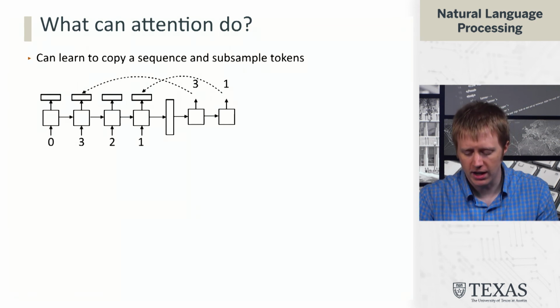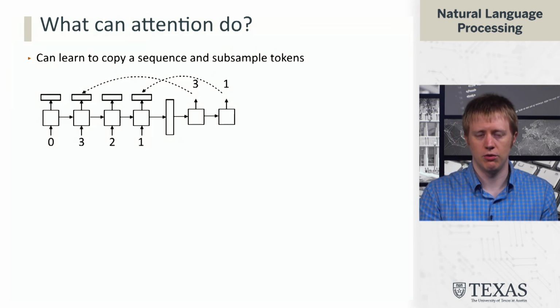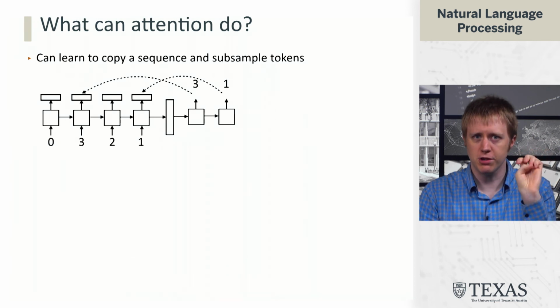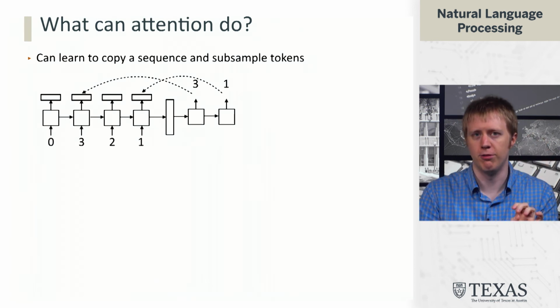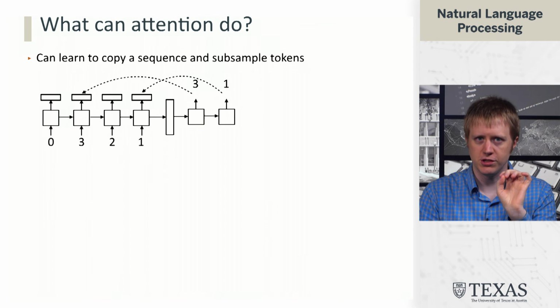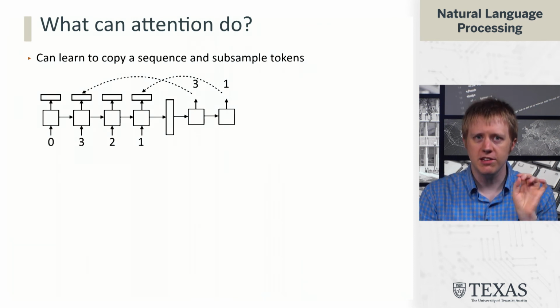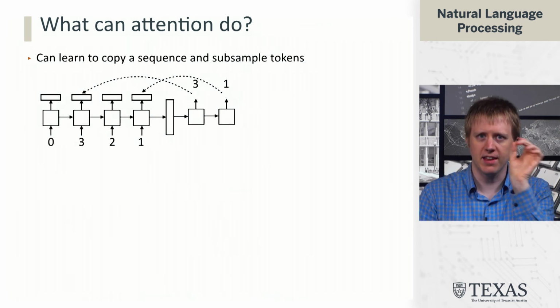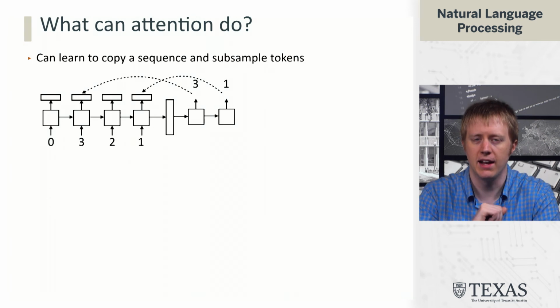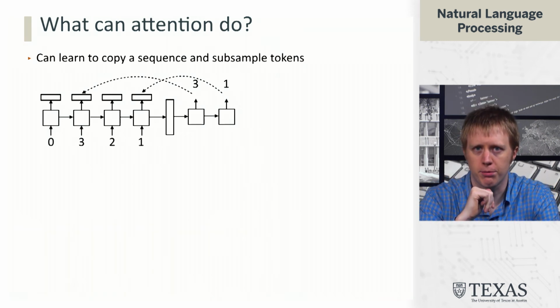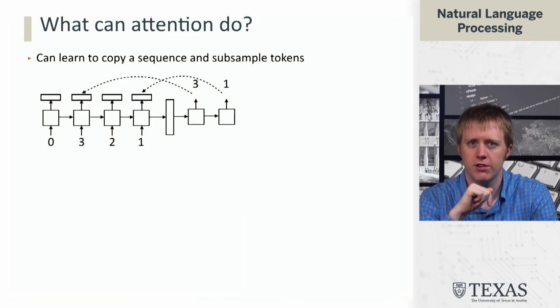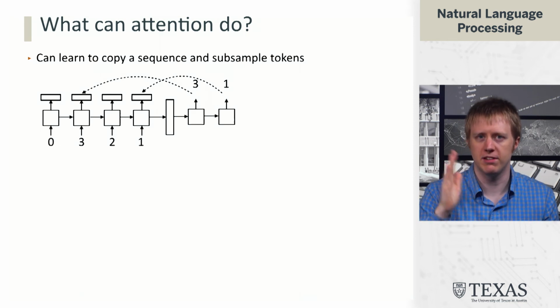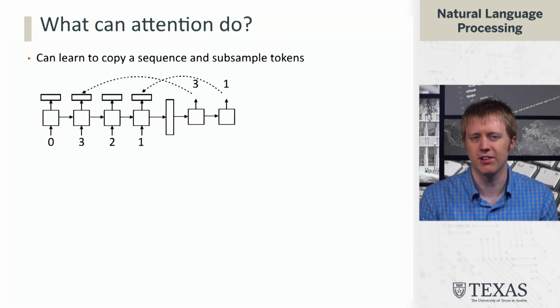So first of all, I guess I'll say that if you're attending to a position in the input that's directly above a token that you want to output, it's very easy for the model to learn to just pass that representation through and be able to predict a 3 in the output. So there's no shared parameters between the decoder and the encoder, but this is still something that's pretty easy for the model to learn.